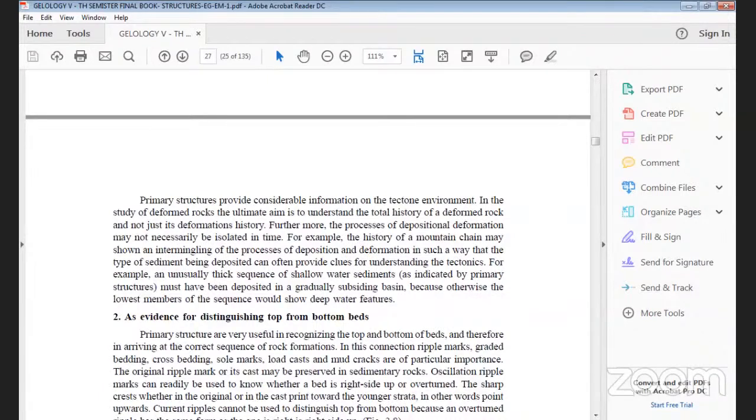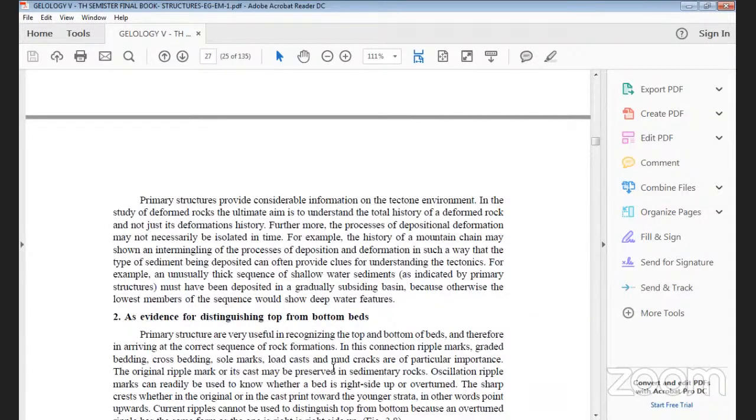The study of deformed rocks is ultimately aimed at understanding the total history of the deformation of a rock, and not just the deformation history. Furthermore, the process of deformation may not necessarily be isolated in time. For example, the history of a mountain chain may show an intermingling of the processes of deposition and deformation, in such a way that the type of sediment being deposited can often provide clues to the underlying tectonics.